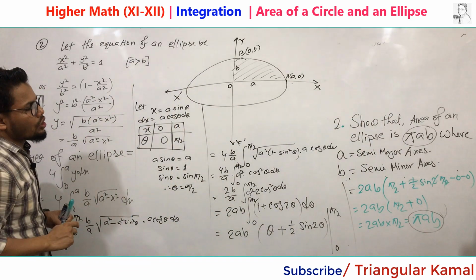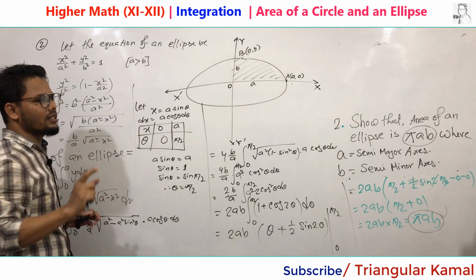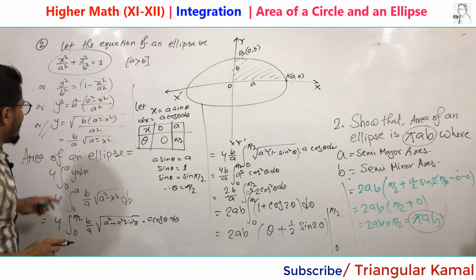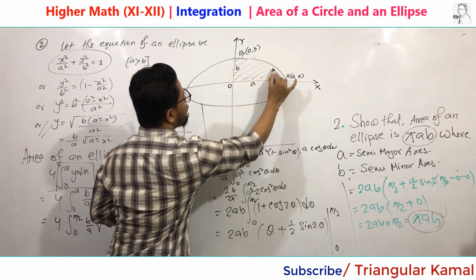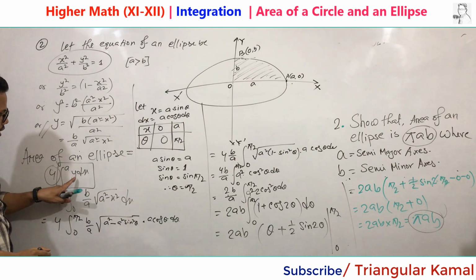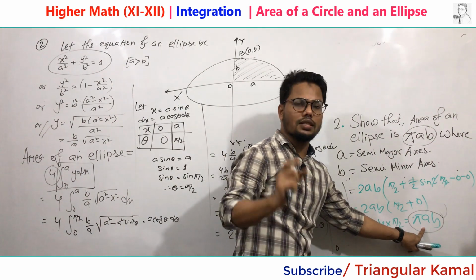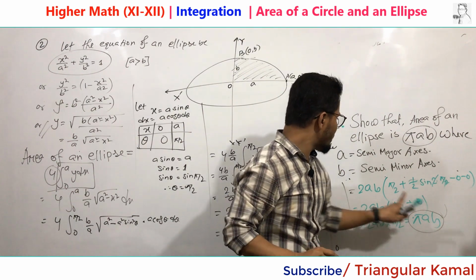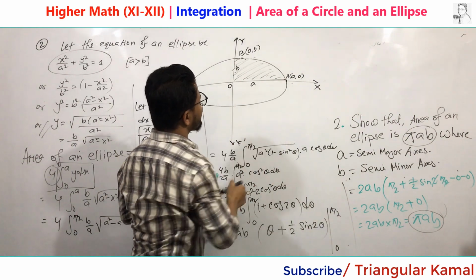Actually, the area of a circle and the area of an ellipse have the same calculation form. First you start from the equation, find the value of y, and write the equation for the first quadrant. Taking 4 times, you will get the area of an ellipse. Applying the value of y and doing the calculation, you will get the area of an ellipse, as with a circle, which is pi ab. Here a is the semi-major axis and b is the semi-minor axis; this one is called the semi-major axis and this one is called the semi-minor axis.